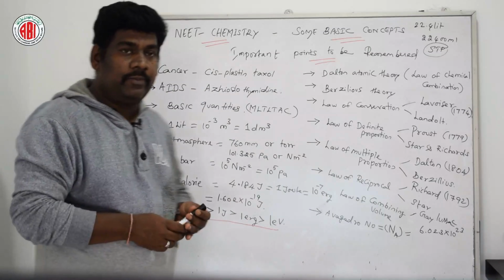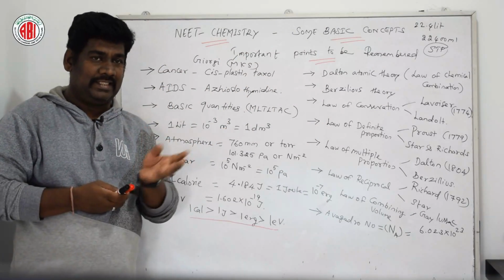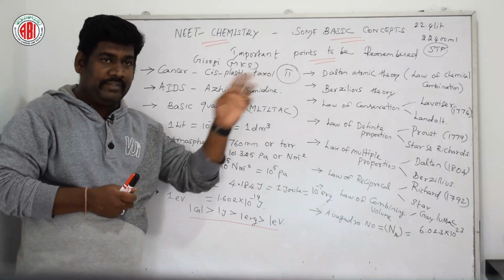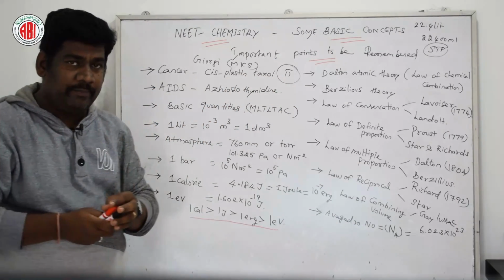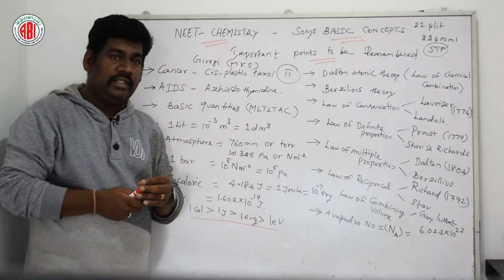And the next one is about Giorgi, who was the first person to introduce the MKS system. Next is pi, which has an infinite number of significant figures. When we are talking about significant figures, this is one important point.